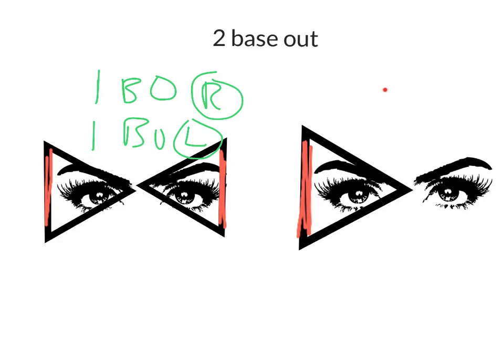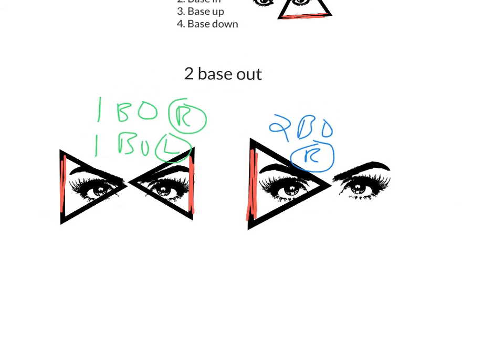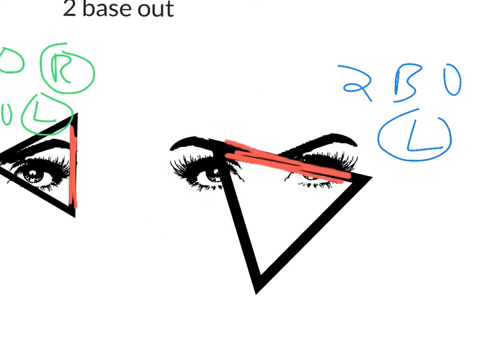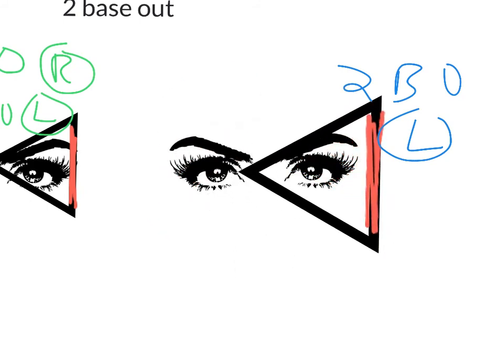You can also just put it in the right eye. So in this case, you could just do 2 base out in the right eye. Or you can do 2 base out in the left eye. So let me write that down. 2 base out in the left eye. So that the orientation of that would look something like this. 2 base out in the left eye.